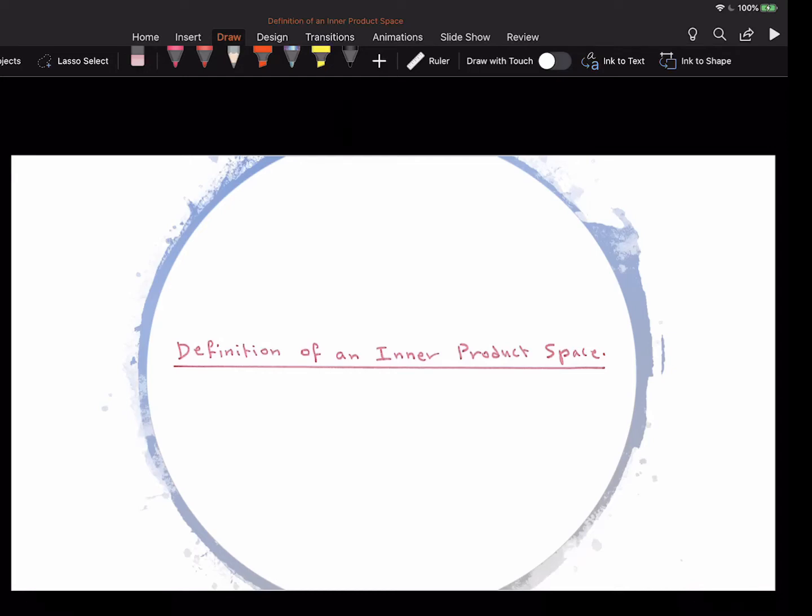Hi, I'm going to go over the definition of an inner product space, and I wrote my notes by hand before recording instead of writing on the slides as I go because it's going to be time consuming. I'll slow down when I have a lot of information on the slides, but to start, I'm going to go a little bit fast. Definition of an inner product space.